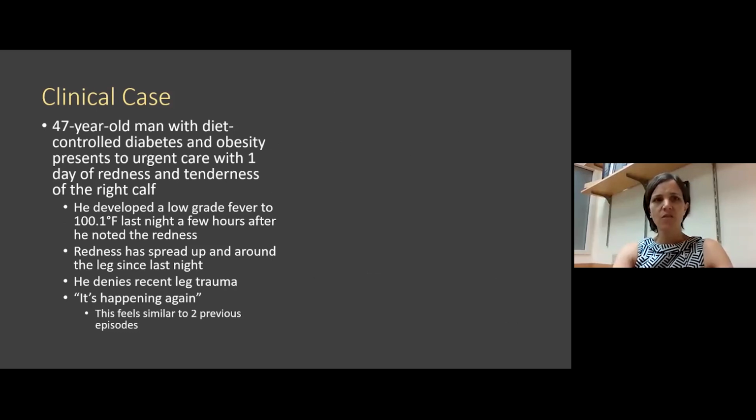So let's do a clinical case. This is a 47-year-old man with diet-controlled diabetes and obesity who presents to urgent care with one day of redness and tenderness of the right calf. He developed a low-grade fever to 100.1 Fahrenheit last night, a few hours after he thought the redness was coming out. The redness spread up and around his leg since last night. He denies recent trauma to the leg, and he says, oh, it's happening again. What he means is that this has actually happened to him 2 other times, this exact same scenario.